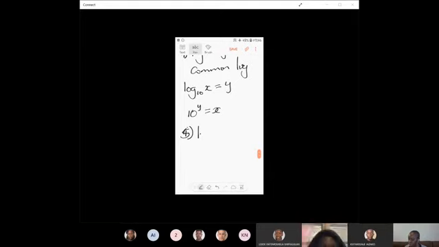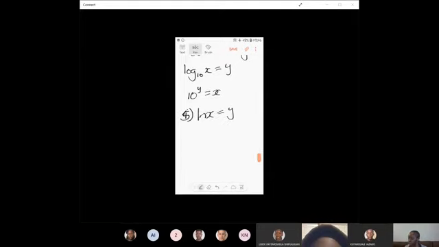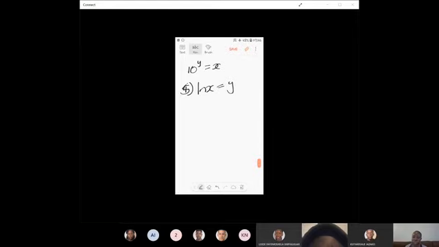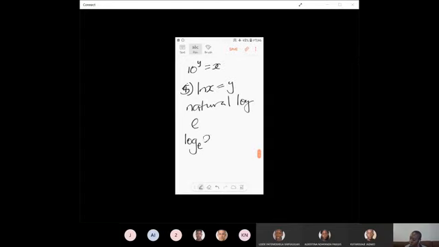And then the last one, 5, ln of x is equal to y. Now ln of x, this is the natural logarithm. And natural because the base is the number e. You can press that on your calculator. It is 2.7 something something. Okay, and this is the same as log base e of x is equal to y. So ln is just a shorter way of writing log base e.